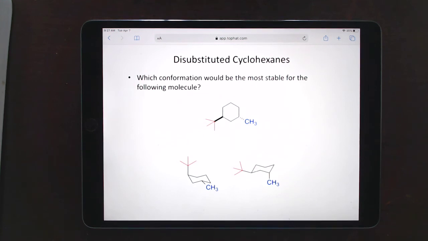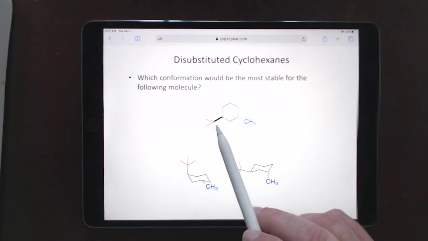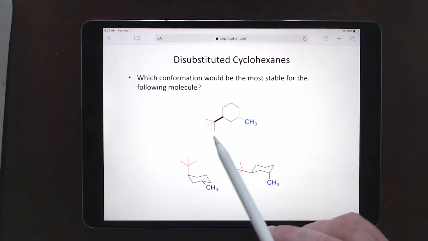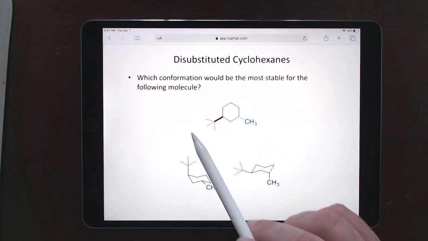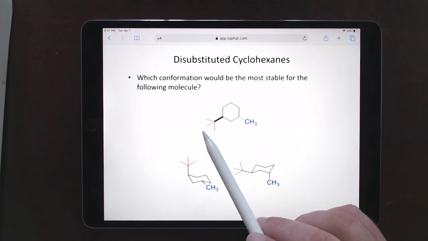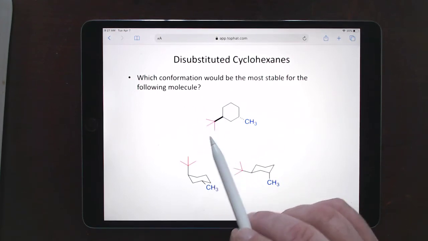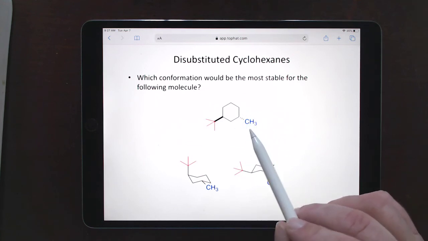Now, if you have to make a choice, now instead of just having two methyl groups, you've got two groups that are of different sizes. Now you've got to take into account the size of the group that's hanging off. So here you've got this giant T-butyl group, and then you've got a methyl group.